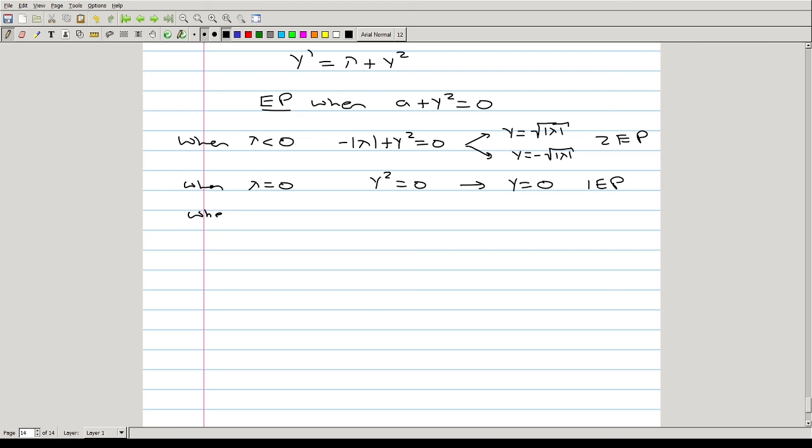And then lastly, when lambda is positive, you're going to have to solve the equation absolute value of lambda, which is positive, plus y squared is equal to 0, which has no real solutions. So there are 0 equilibrium points for this value of lambda.